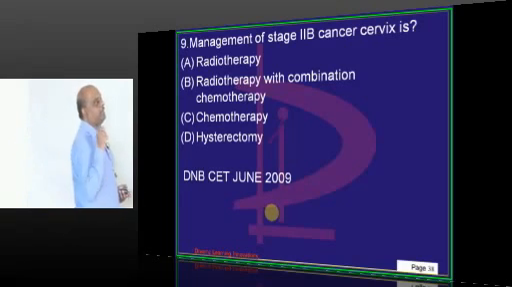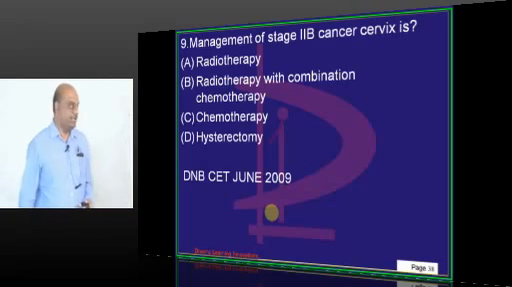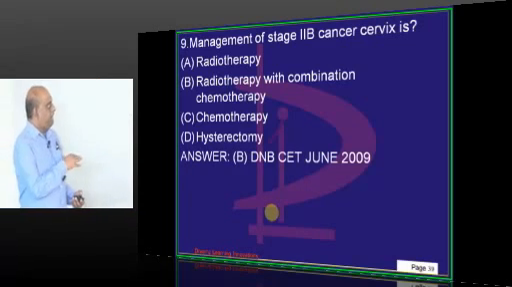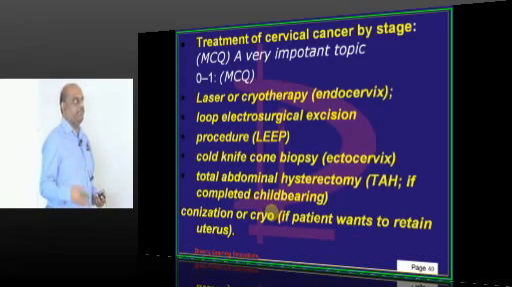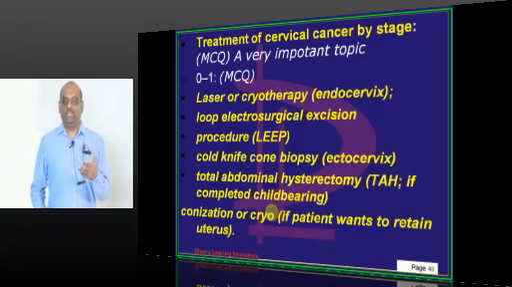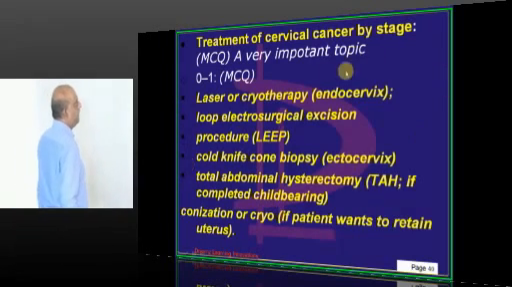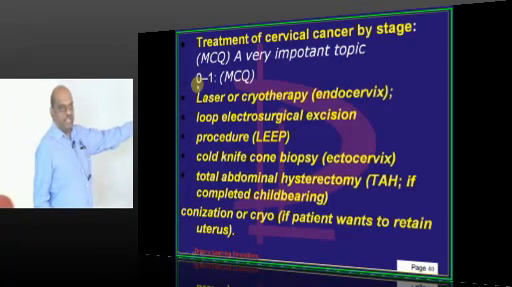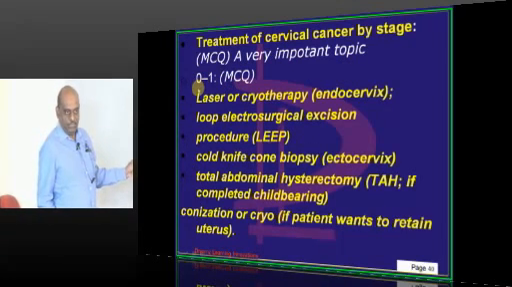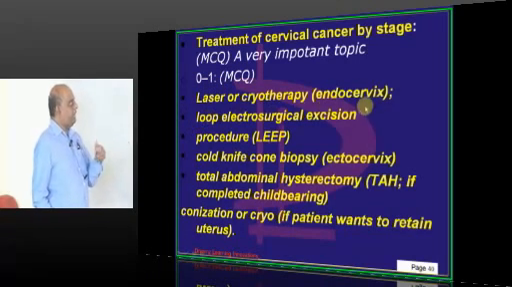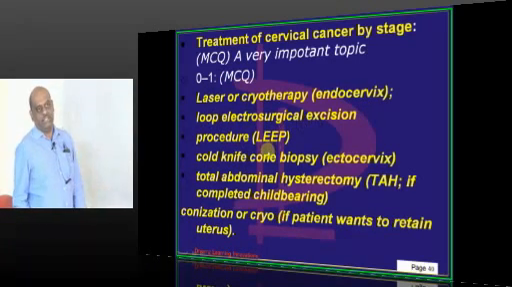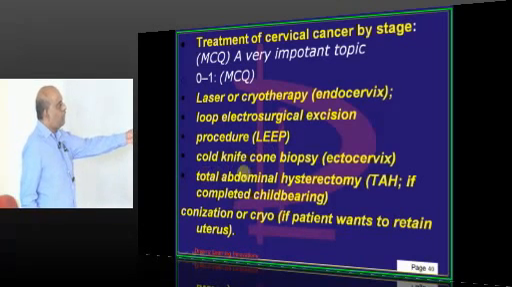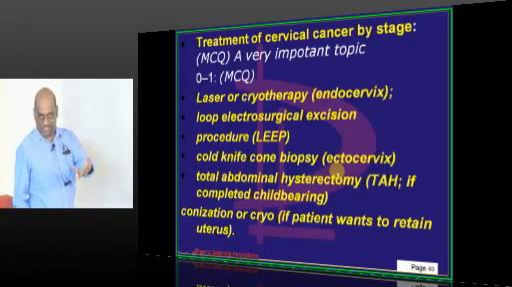So now doctor, how will you manage cervical cancer based on the stage? Radiotherapy with combination chemotherapy is the management of stage 2B. But let us go, treatment of cervical cancer by stage is the favorite question of the examiner. If it is stage 0, carcinoma in situ, to stage 1, then you can use laser or cryotherapy if it is endocervical in location. You can use the loop electrosurgical excision procedure, that is the LEEP. You can do cold knife cone biopsy if it is in the ectocervix.